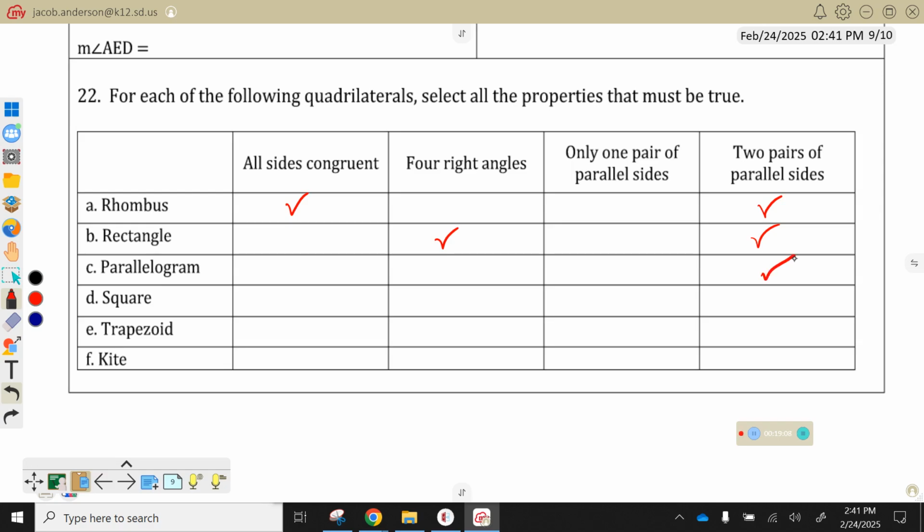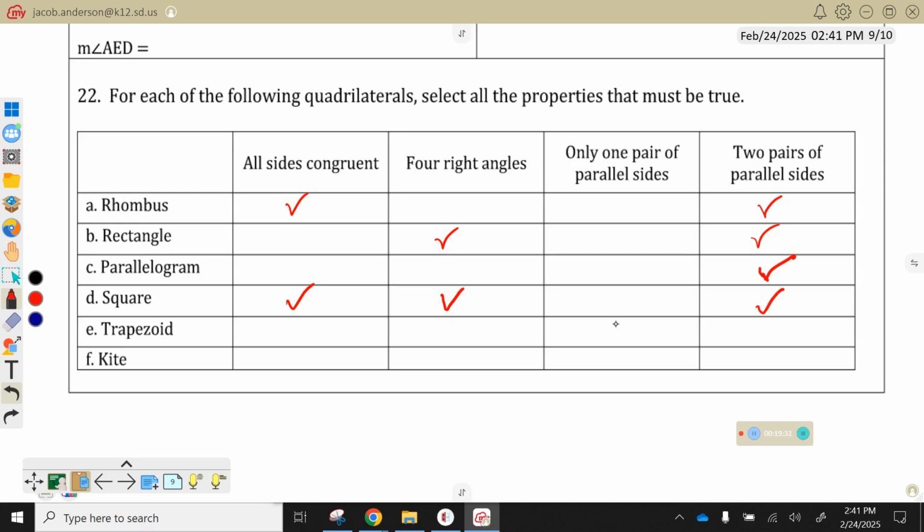Parallelogram, I'm going right over here right away and saying that we've got 2 pairs of parallel sides. I mean, it's in the name, parallelogram. And then other than that, we don't really have anything else that we know for sure to be true on every single parallelogram. On a square, square has everything that a rhombus has. It has everything that a rectangle has. And also, we've got 2 pairs of parallel sides.